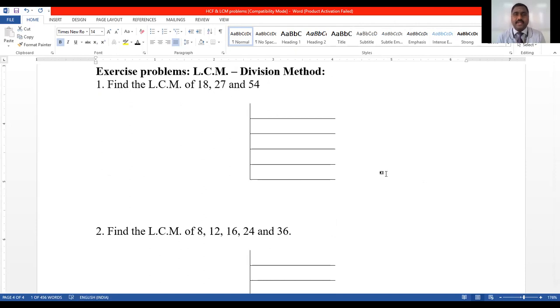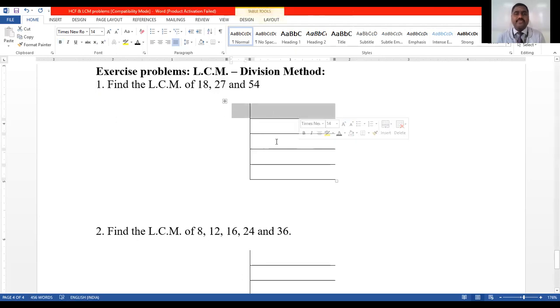In LCM, under the division method, what we have to do is divide the given numbers together. No need to divide separately, or to divide the highest number by the smallest number. You can put all the numbers together and divide. Okay, so let me tell you, find the LCM of 18, 27 and 54.